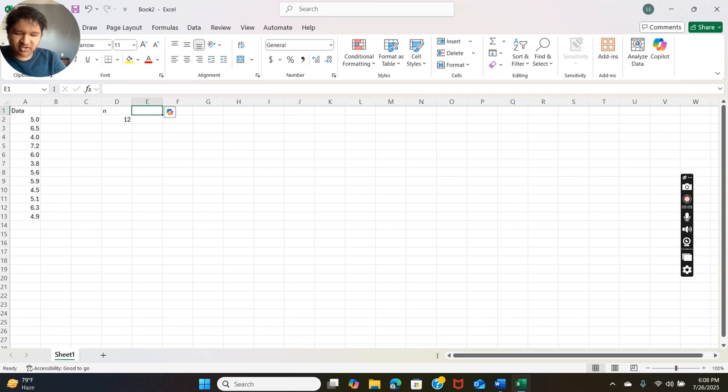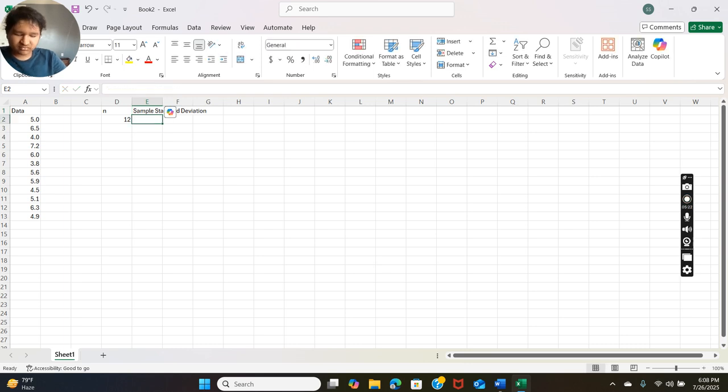Here I will type sample standard deviation. In the next cell, in cell E2, we will calculate the standard deviation.